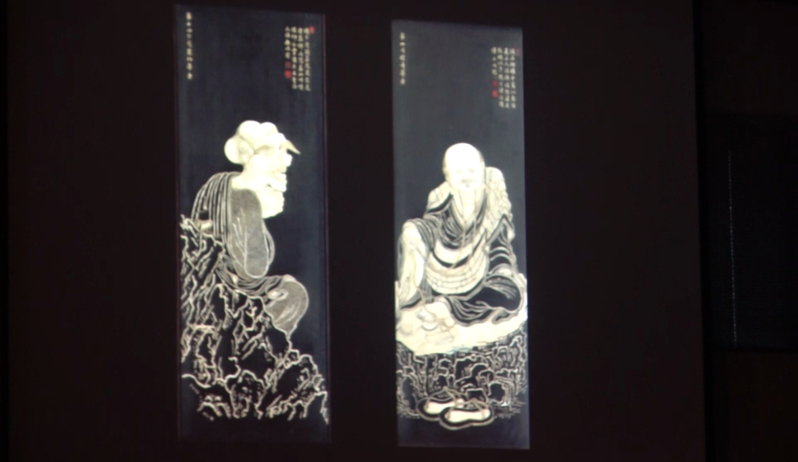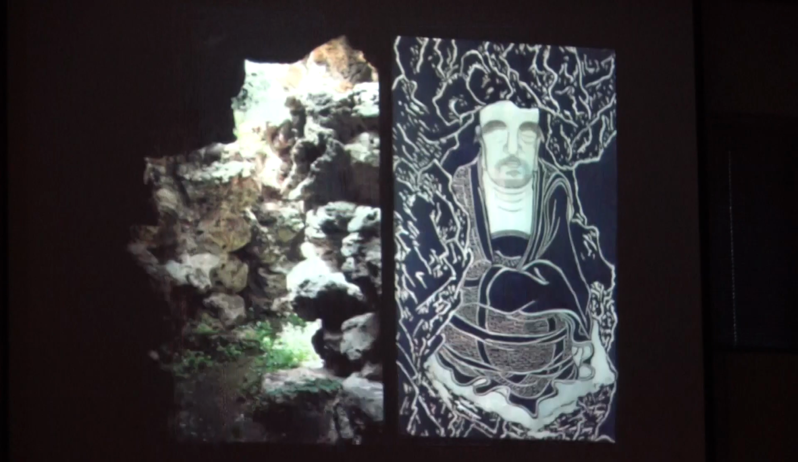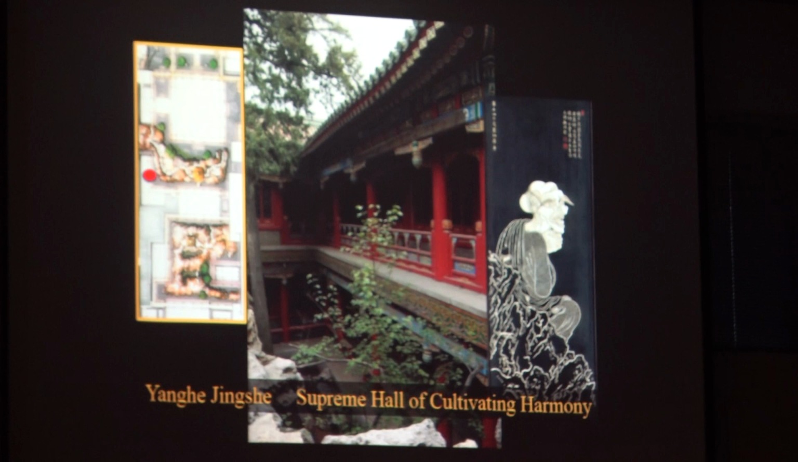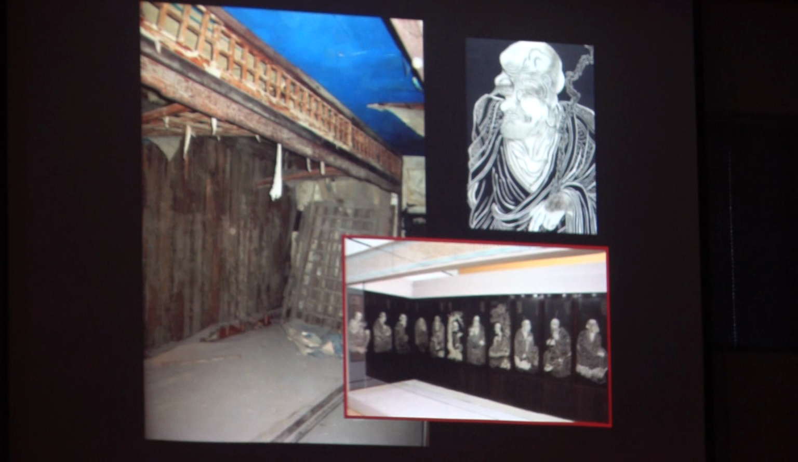The Qianlong Emperor loved these panels. They were given to him as a present, in fact, so much that he decided he wanted to install them in the Qianlong Garden. This is just one of my favorite ones, and it reminds me of the Qianlong Emperor wanting to meditate in his grottos. So he put them in the garden in a building called Yanghe Jingshe, Supreme Hall of Cultivating Harmony. And he put them into this nook. And I'm sorry, this is a photograph that was taken after we had taken all of the panels out of this area. So he put them all up against the walls of this nook here.